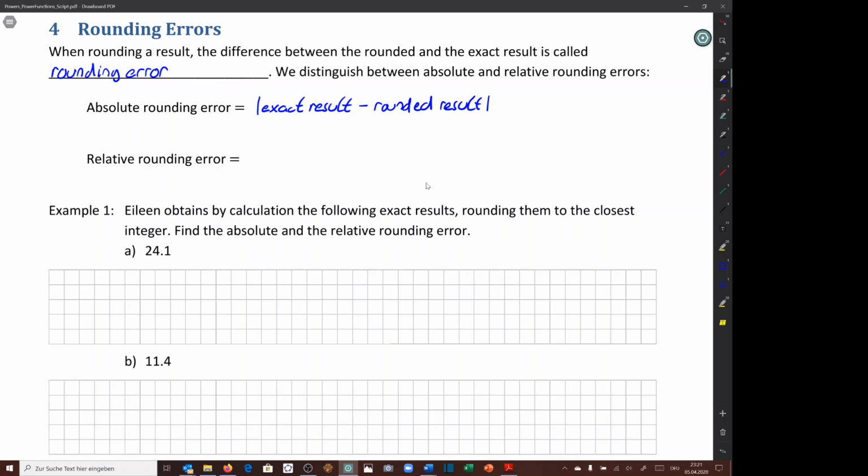The absolute rounding error is just the difference between the two results, and since we're not interested in which one is larger and which one is smaller, we just take the modulus of this difference.